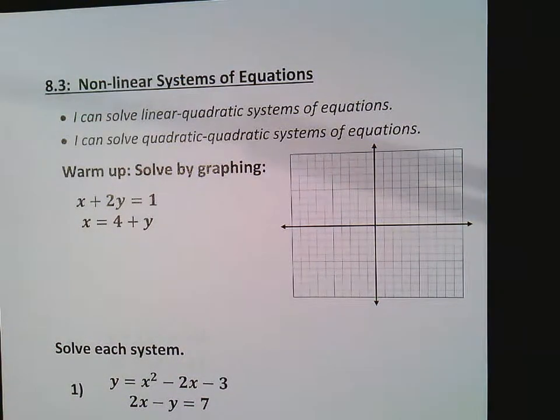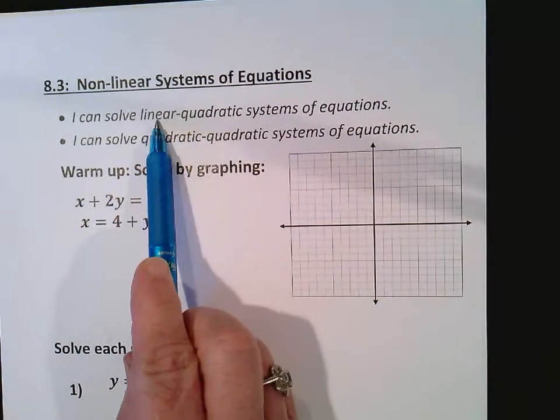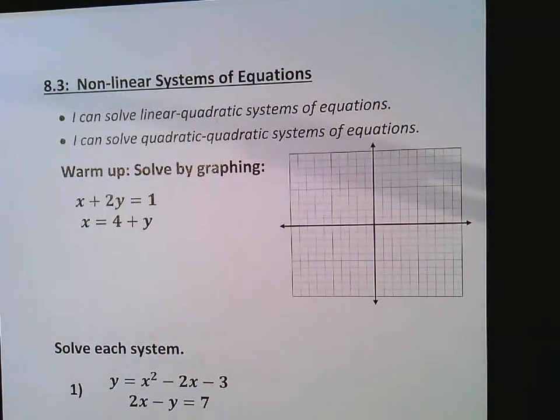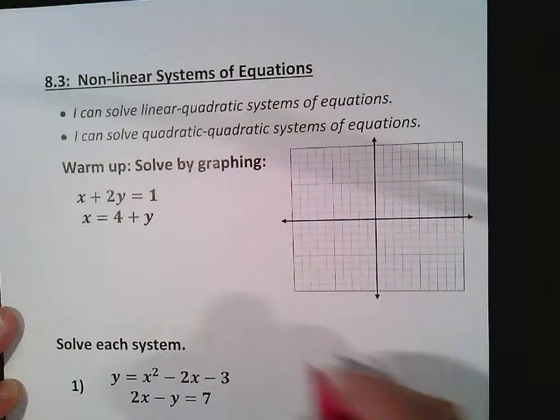Okay, we are starting on section 8.3, and these are non-linear systems of equations. Up till now, when we were solving by graphing, they were linear. These, we're going to have two kinds. We're going to have linear quadratic, where one's linear and one's quadratic, and then we're also going to have quadratic systems. And just have an idea in your head of what those are going to look like.